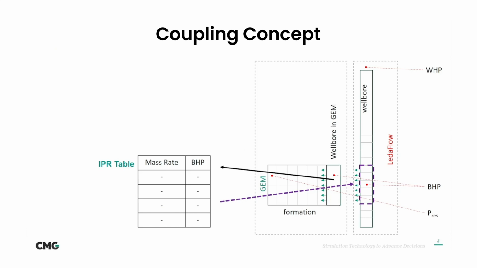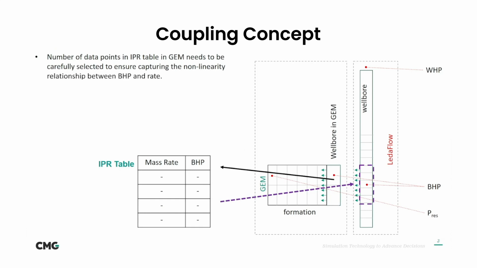Here are some of the guidelines that we normally advise. First of all, we suggest using the number of data points very carefully in the GEM reservoir model to ensure that we are capturing the non-linearity relationship between the BHP and rate. So more non-linearity will require more data points to capture that relationship effectively. We also use the operate max BHP keyword in the GEM dataset because that allows us to scatter the data points effectively over the BHP range in the IPR table.